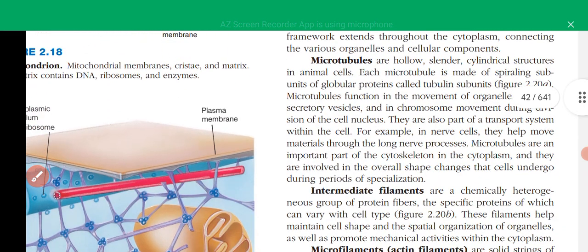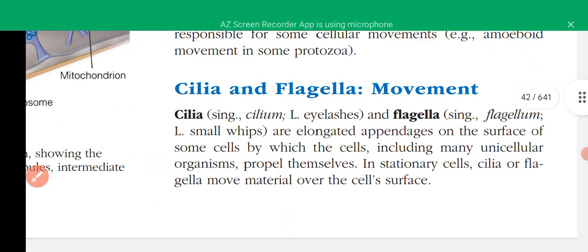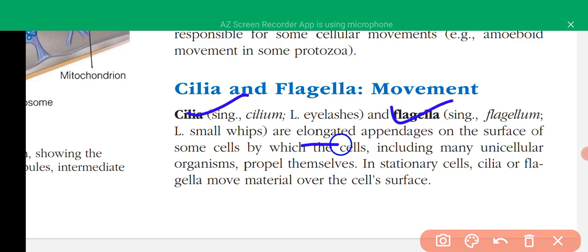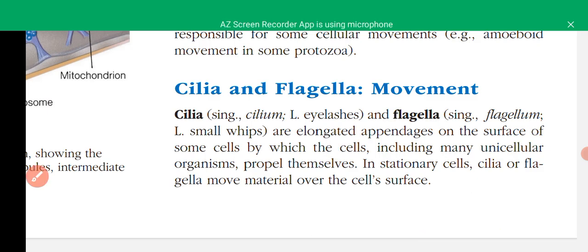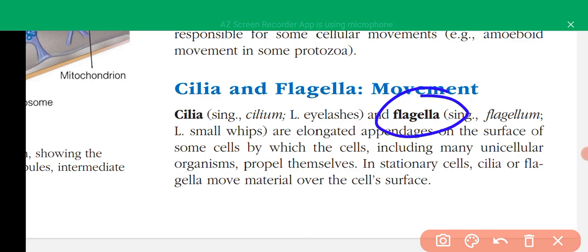Let's talk about other organelles involved in movement and in cell signaling. These are the cilia and flagella. They are elongated appendages on the surface of cells, and they help propel materials and also cause movement of different types of materials and movement of cells from one side to another. Flagella are involved in the movement of whole cells, like our sperm, which contain flagella, and flagellated bacteria also contain flagella.